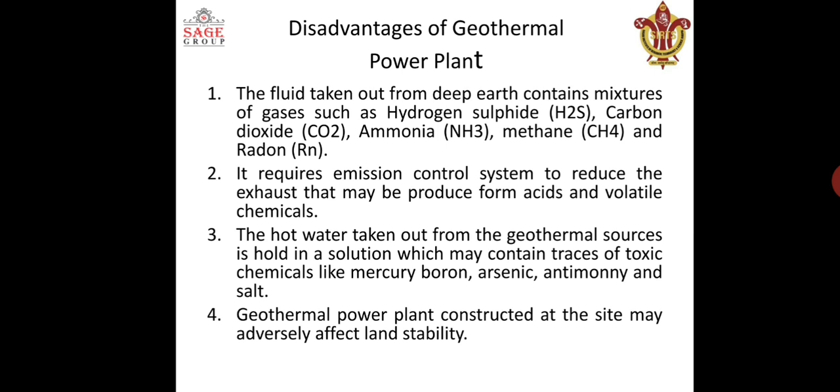The second one, it requires an emission control system to reduce the exhaust that may be produced from acid or volatile chemicals. Third, the hot water taken out from the geothermal sources is held in solution, which may contain traces of toxic chemicals like mercury, boron, arsenic, antimony, and salt. And last one, a power plant constructed at the site may adversely affect land stability. So these are some disadvantages.